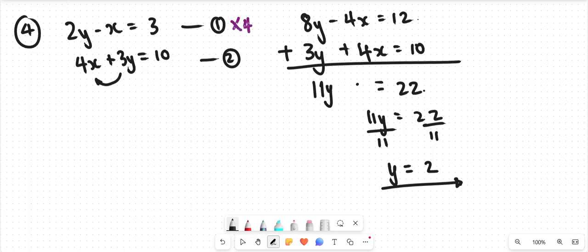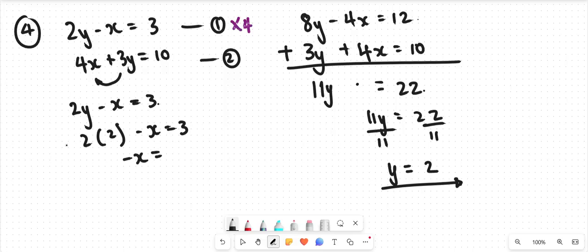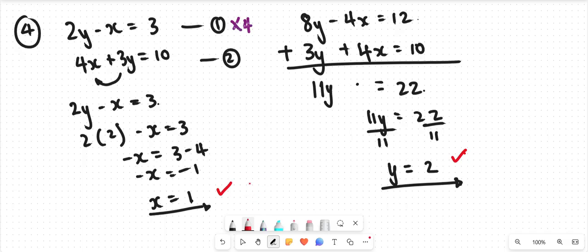So now that I've solved for my y, I could just use equation 1, the original equation 1, and solve for my x from there. So this is how it looks. And then I'm substituting 2 there. I need to solve for x. So -x is equal to a +4 going to the other side, giving me a -4. This is a -1, and so x is a +1. If you divide by negative on both sides, you would get finally that your x is a +1. And there we go. These are the two values that I'm looking for.